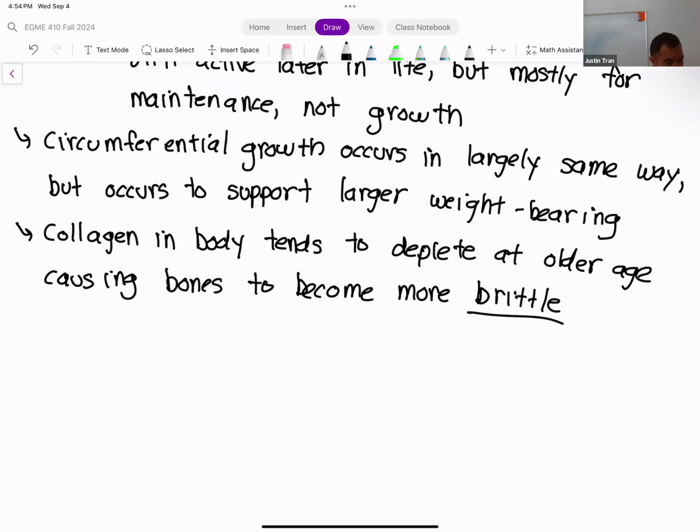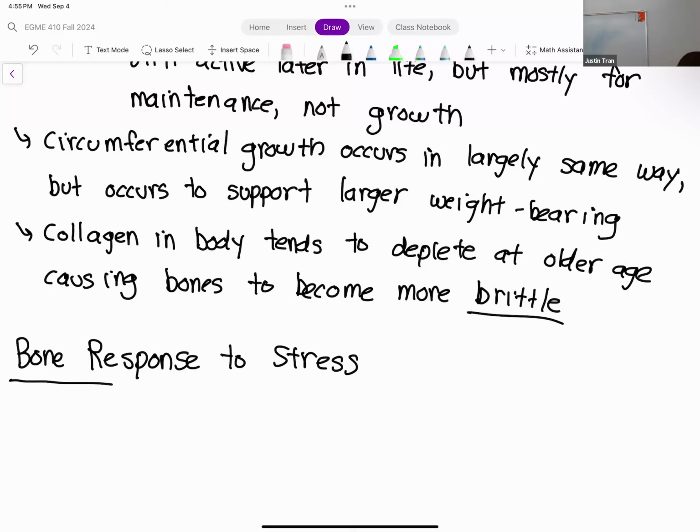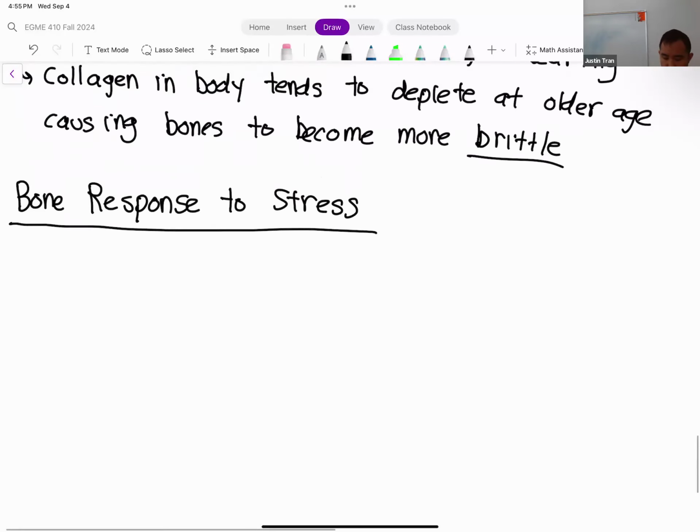All right. So let's talk about remodeling a little bit. Let's talk about how bones respond to stress. All right. So like most parts of your body, your bones are comprised of living cells, living things, right? It's not just a passive structure. And so just by that very nature, your bones can actually respond to the mechanical environment that they're placed in.